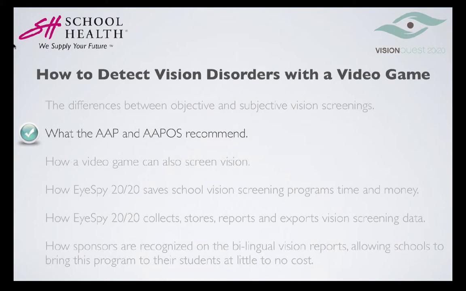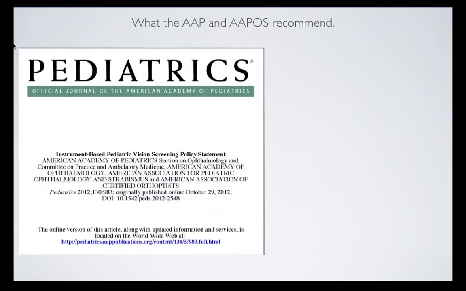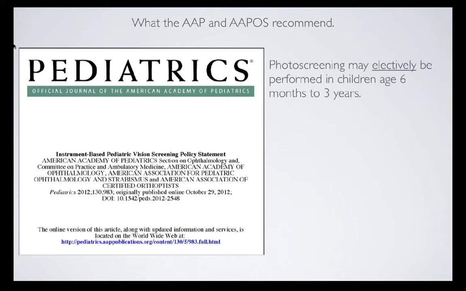So understanding the differences between those two techniques, I want to talk about what the American Academy of Pediatrics and the American Association for Pediatric Ophthalmology and Strabismus recommend. Obviously, I'll be using the acronyms going forward. So their recommendations are actually very easy to understand. That instrument-based screenings, like photo screening, are elective on children from 6 to 36 months of age. So between 6 months and 3 years of age, you can use instrument-based screenings.